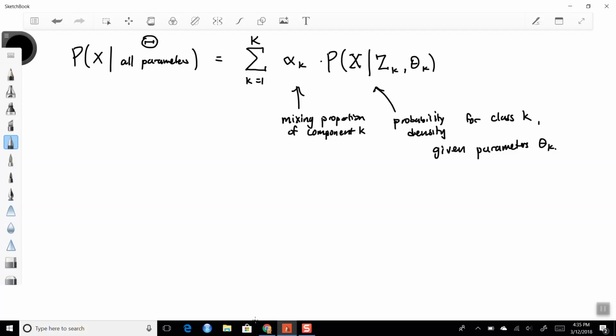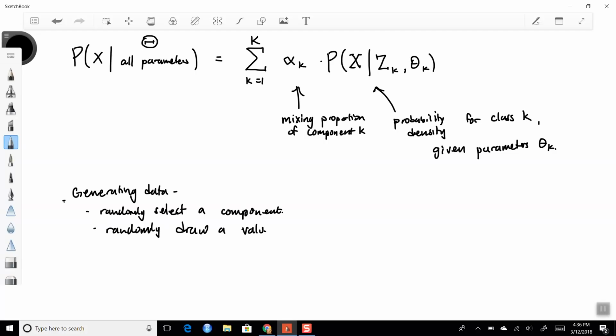So what we need to do is generate data using this. To generate data, you randomly choose which component it belongs to, and then once you have that component selected, you randomly generate a value from that Gaussian normal, right? So generating the data is not too bad, right? Randomly select a component, and then randomly draw a value from the Gaussian distribution of that component.